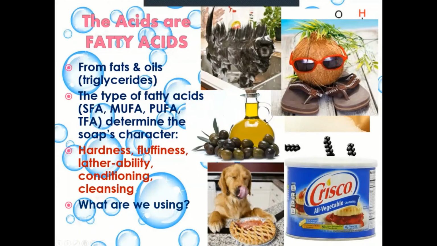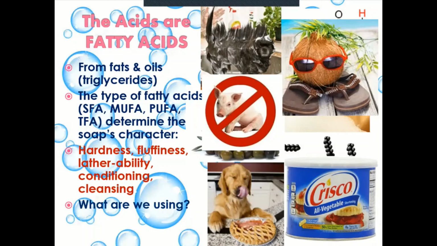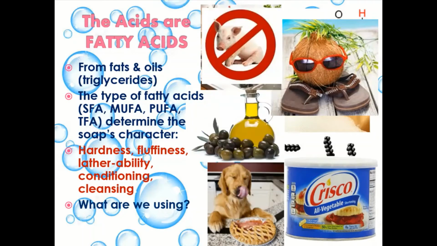So Crisco was amazing for making pies. It was one of the last things that they started removing the trans fats from. And it also messed up our soap when they got rid of the trans fats, because the trans fats made our soap harder because they stacked. When they changed the recipe of Crisco, our soap became really soft. And so we had to change our recipe. We don't use bacon grease.